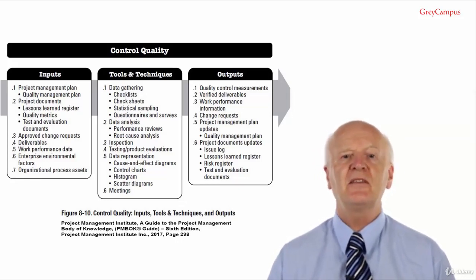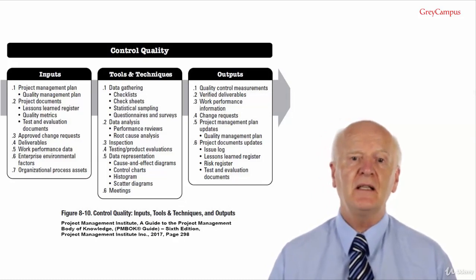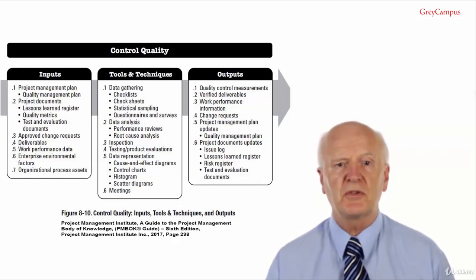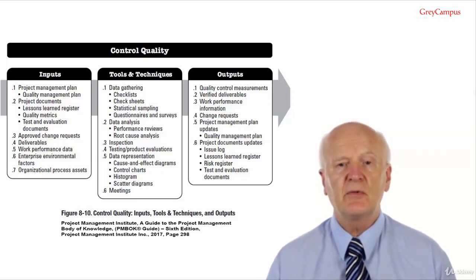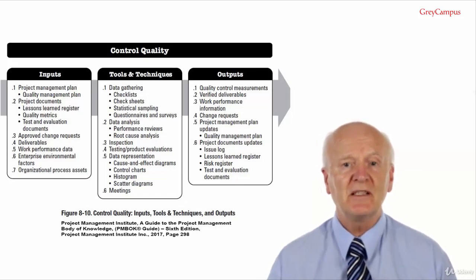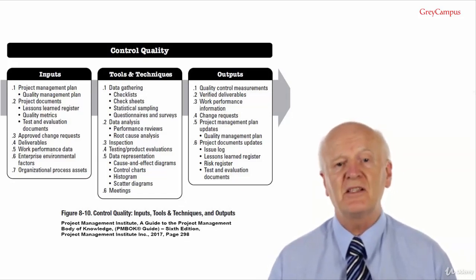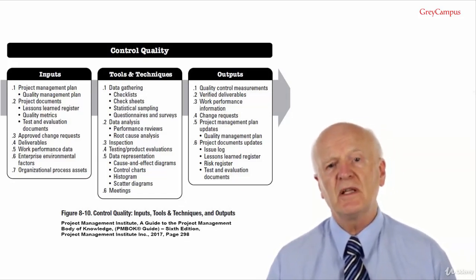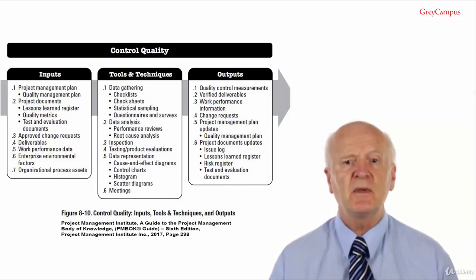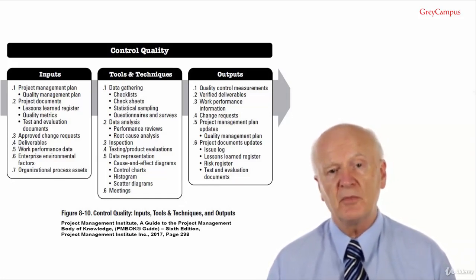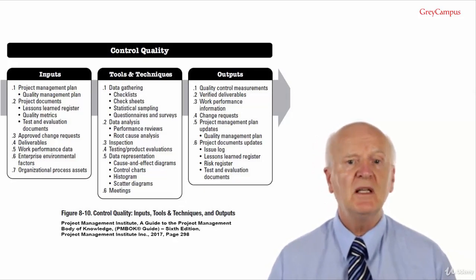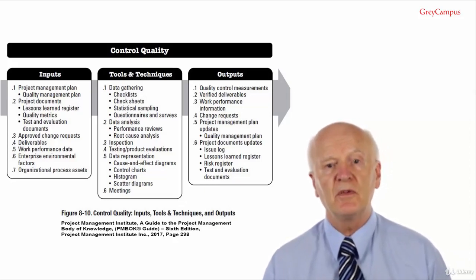Well, that brings us to the end of control quality and also to the end of the project quality management module. Although there were only 3 processes, I'm sure you'll agree that there was a lot of information packed into it. The next module is Project Resource Management, and the first lesson is 9.1 Plan Resource Management. Please read the corresponding chapter of the PMBOK guide before watching the video.